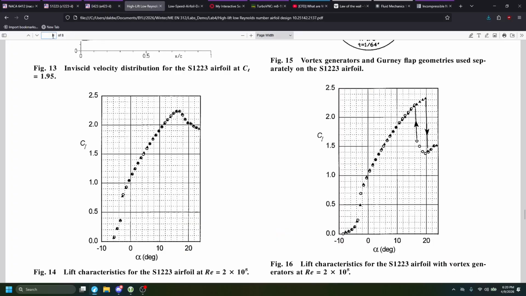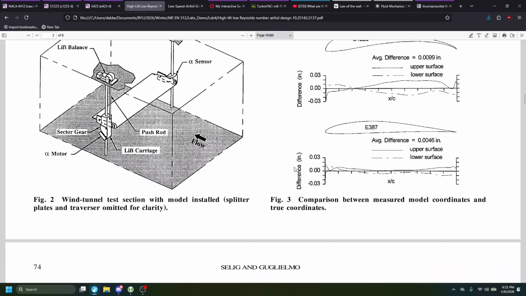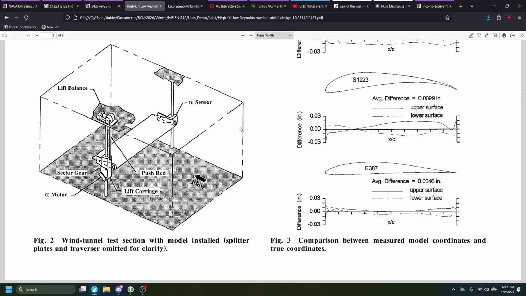So, to verify that my CFD matches what's in the real world, I went to find some wind tunnel data. This is from Michael Selig, a paper by him and one of his compatriots. And we can see here on this paper their setup for their wind tunnel.